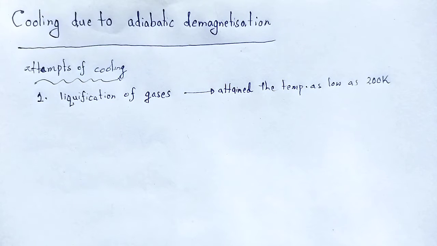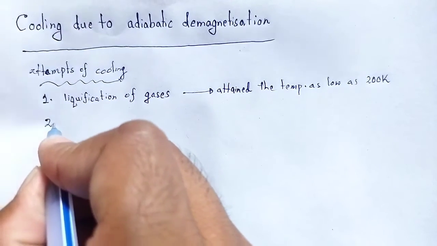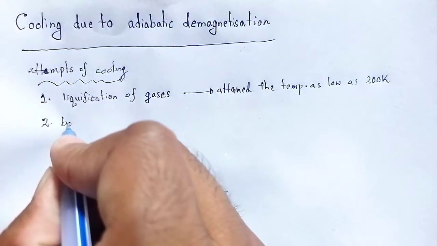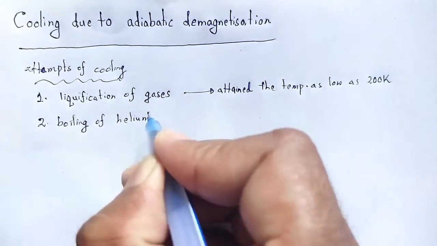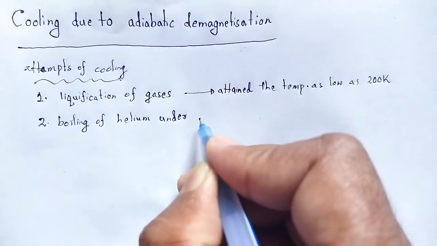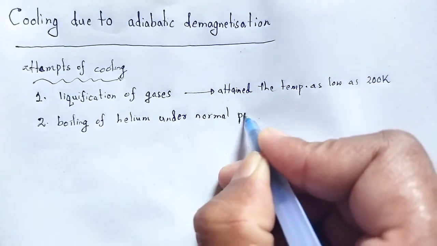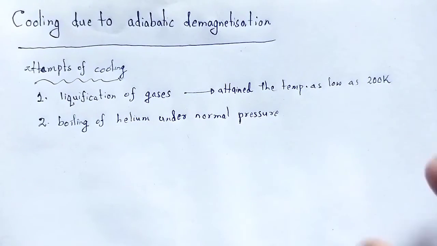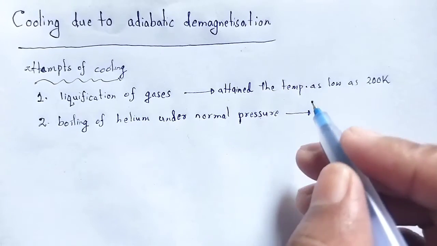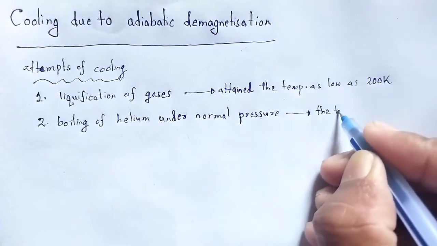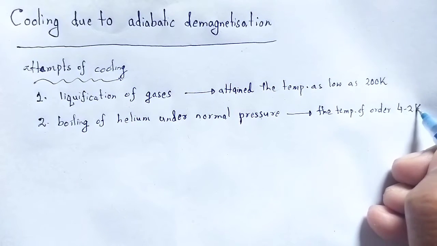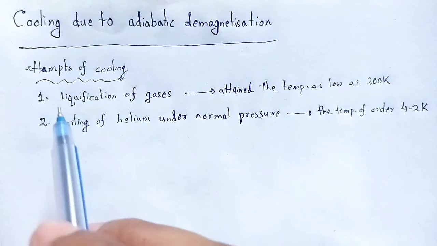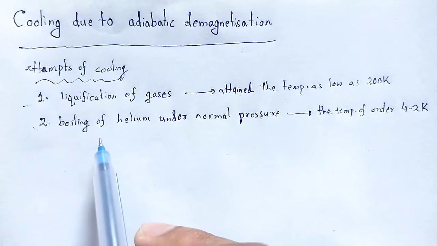Another attempt to reduce the temperature was made by boiling of helium under normal pressure. Here a temperature of the order of 4.2 Kelvin was attained. This is another attempt of cooling.